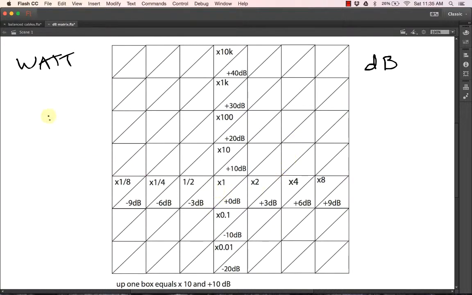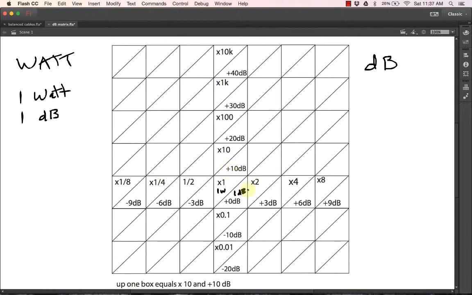Okay, so let's say I have 1 watt. And let's say 1 watt is putting out 1 decibel. That's barely audible, but whatever. Whatever your starting point is, you take these numbers and you put them right here in the middle. So right here I have 1 watt and 1 decibel.